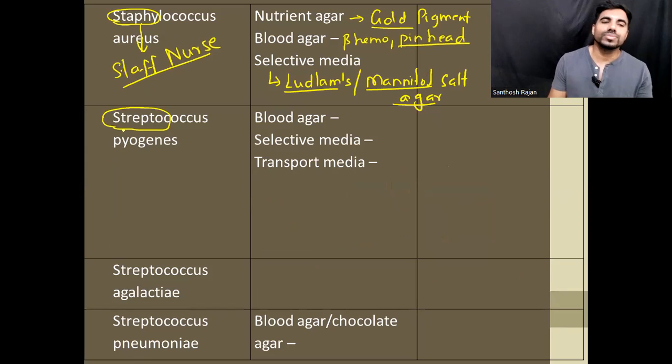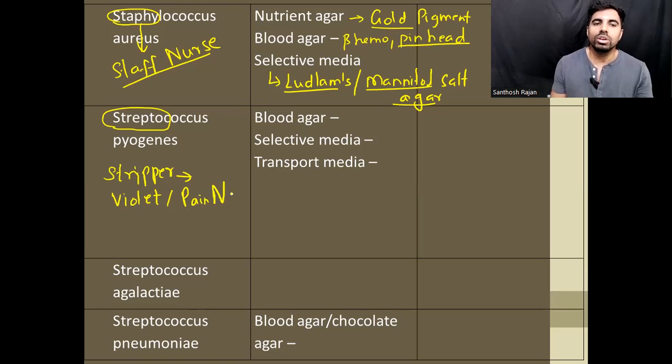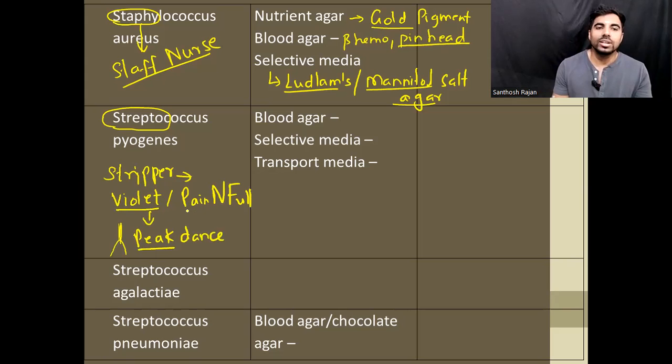Streptococcus, if you remember, strepto is a stripper. What is the stripper's name? Her name is Violet. This girl stripper, she's Violet. She has a very painful life, so sad. And she dances on the peak, on the top. She strips on the peak. Peak, violet, bang. Finished. You already got your answers. I hope you got it, right? What are the answers?